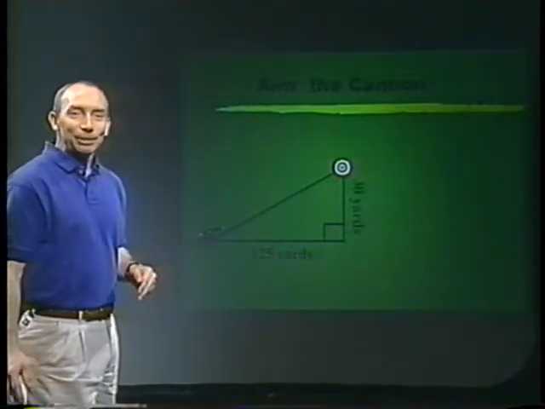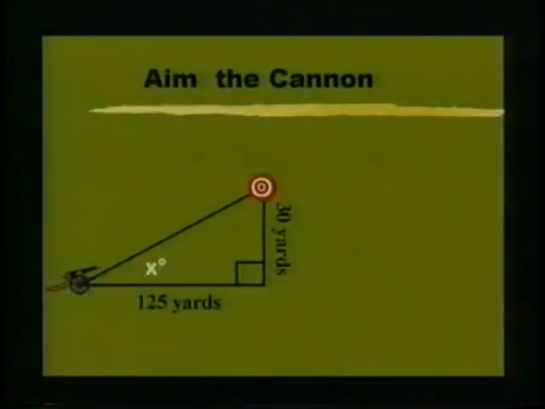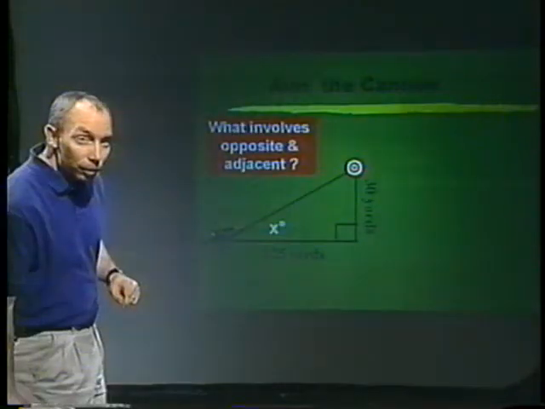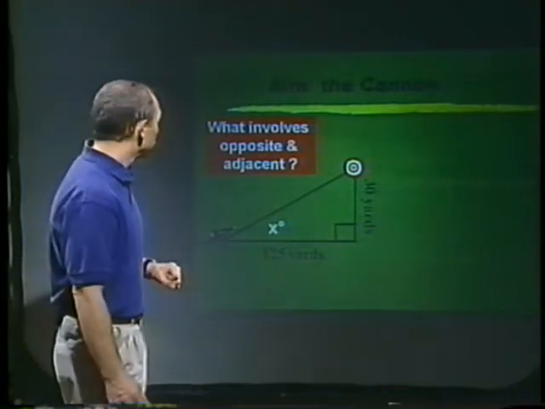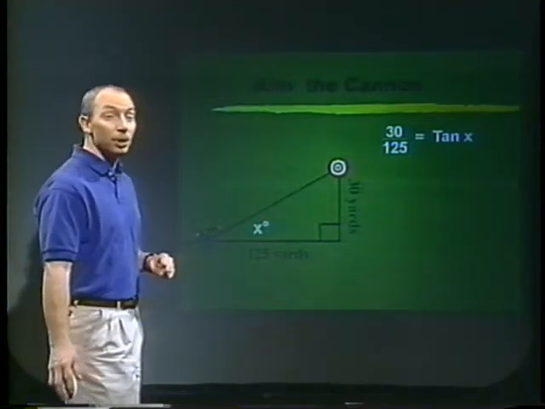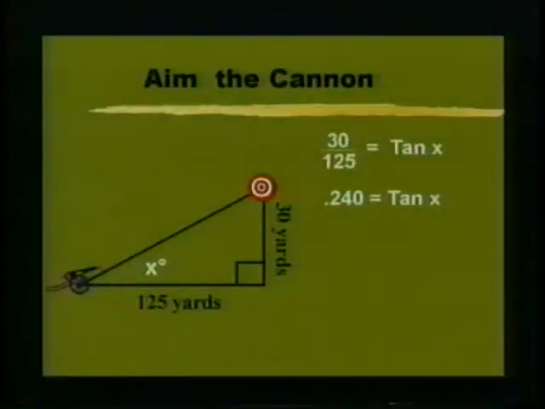And they knew how high it was, we'll say. Okay. Now, what they had to know was the angle. If they could get the angle, they could figure out the right angle and shoot the target. Okay. Probably was some fort or something. Okay. Well, let's think about this one. We've got the opposite and the adjacent, but we don't know the angle. But we should know what function's involved here. What function involves the opposite and the adjacent? Well, the tangent. And it's the opposite over the adjacent. So it would be 30 divided by 125. If you use your calculator or do the division, you get 0.24.